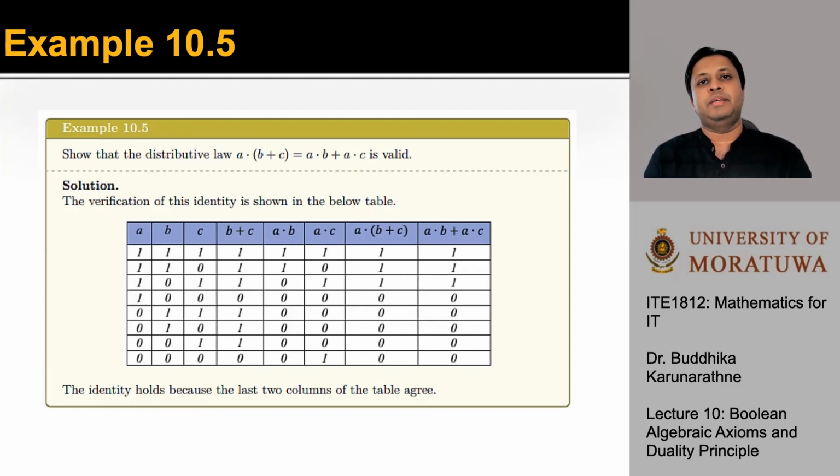And then if you examine the last two columns, you will see that the truth values are all the same. In other words, the two columns are similar. That means the corresponding two statements are equal. So what are the corresponding two statements? They are a dot b plus c and a dot b plus a dot c. So those two statements are similar or equal. And then we can say that the distributive law is actually valid. So we took all the possible combinations of the three variables a, b, and c and went for the truth table to prove that the distributive law holds.